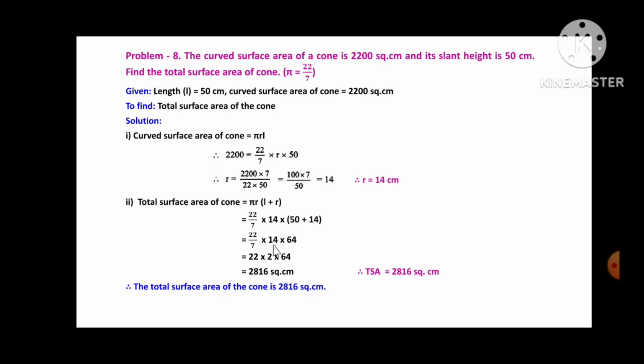So 22 upon 7 into 14 into 64, which will be 22 into 2 into 64. The multiplication leads to 2816 square centimeter. So total surface area is 2816 square centimeter. In words, we can write the total surface area of the cone is 2816 square centimeter.